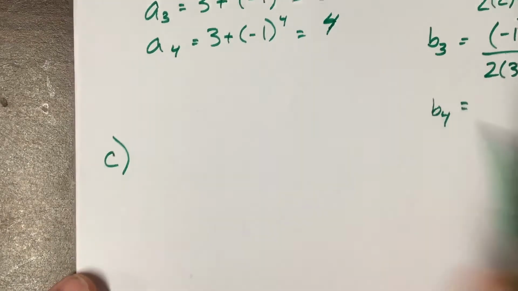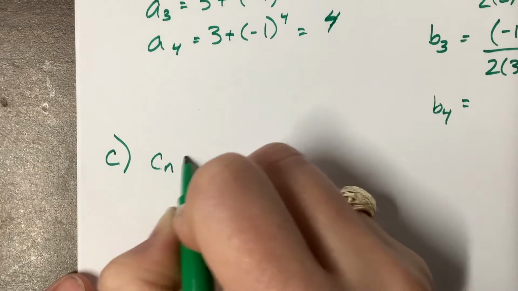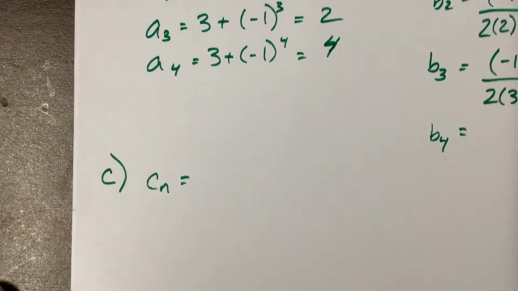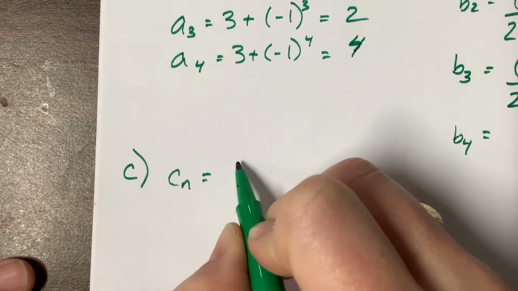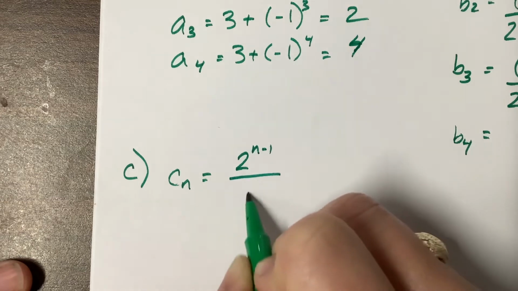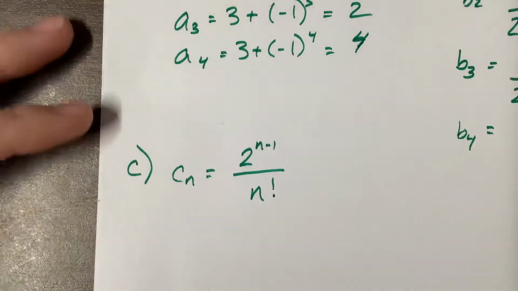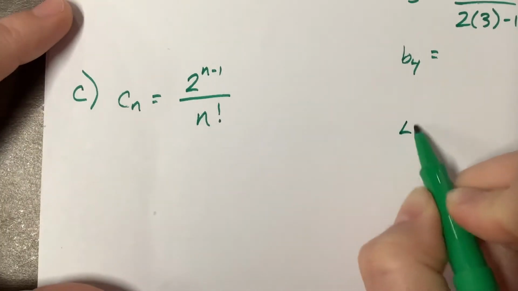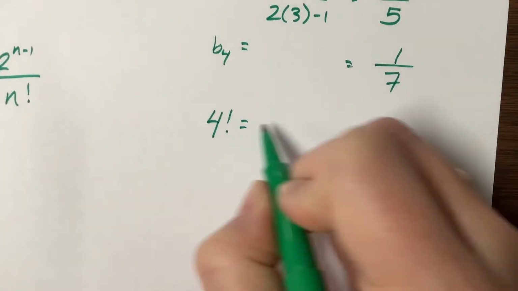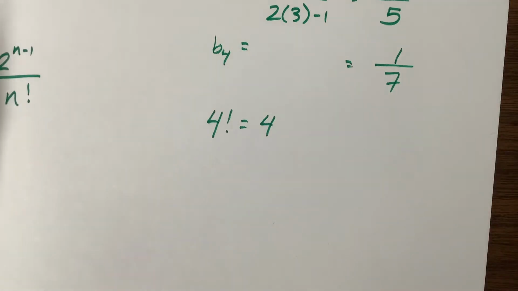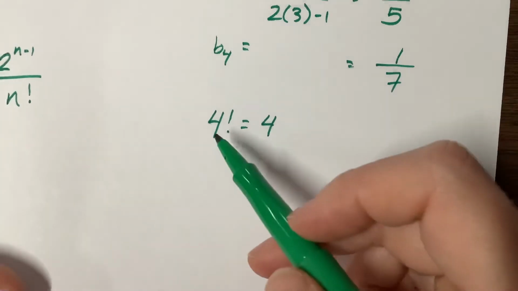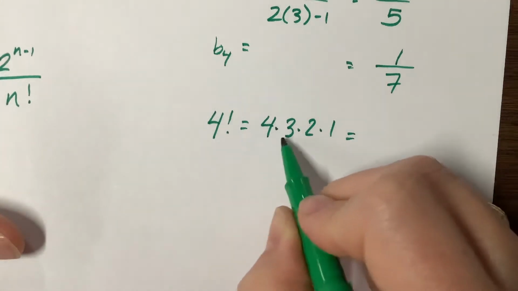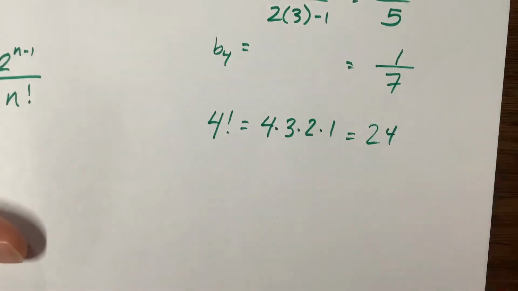The third one that they gave us was c sub n. So notice on these I have a sequence of A, a sequence of B, and then this sequence was C. I was just trying to get you used to using different letters there. And this was 2 to the n minus 1 over n and an exclamation point. That means n factorial. If we're working with factorials, say I have 4 factorial, in this course we'll start with an integer, and then we just subtract 1 and go all the way down until we get to 1. And so this is 4 times 3 times 2 times 1, which is 24.